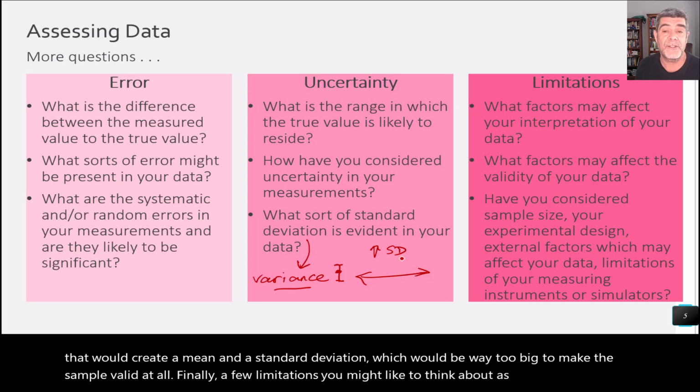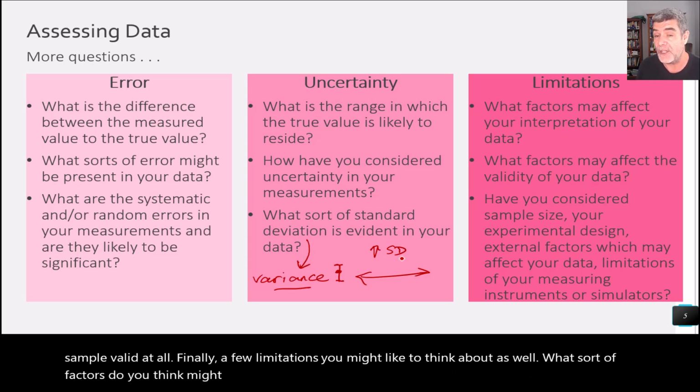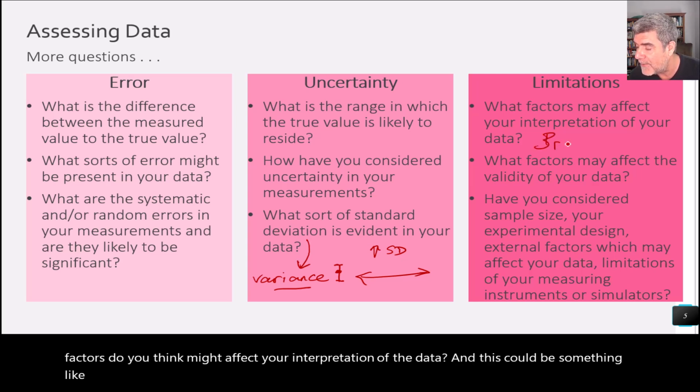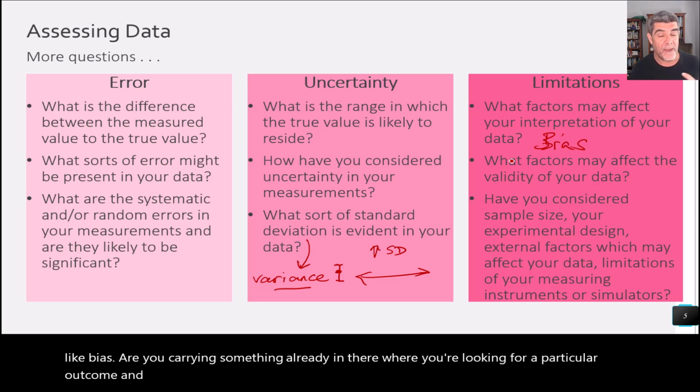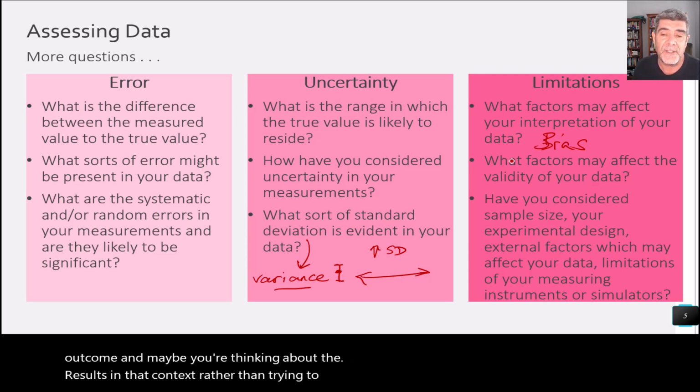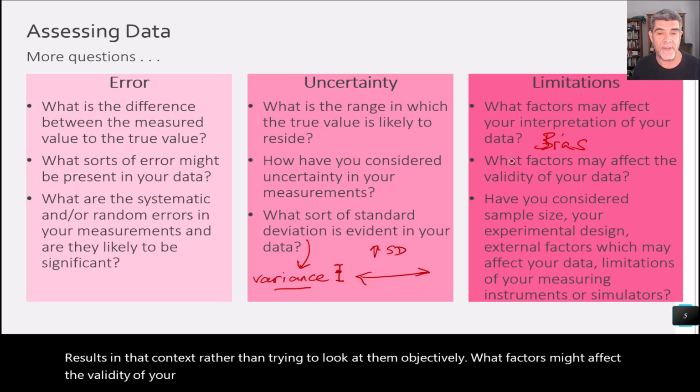What sort of factors do you think might affect your interpretation of the data? This could be something like bias. Are you carrying something already in there where you're looking for a particular outcome, and maybe you're thinking about the results in that context rather than trying to look at them objectively? What factors might affect the validity of your data? And we talked about that earlier.